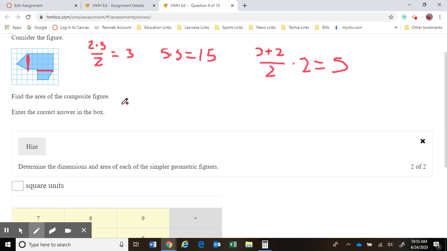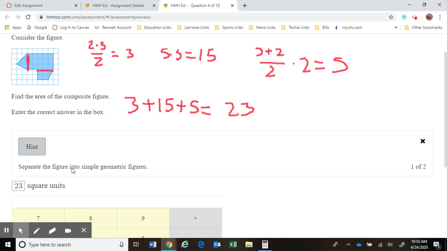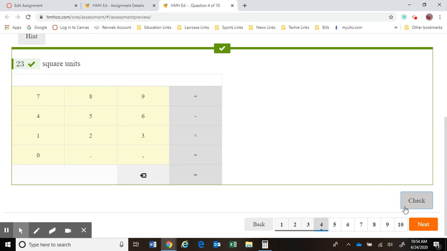So now I'm going to add these three numbers together. 3 plus 15 plus 5, and that of course is going to give me my answer, and my answer is 23. Don't even need to use a calculator for that one, hopefully. 23. Checking it is good. Wiping the screen, moving on.